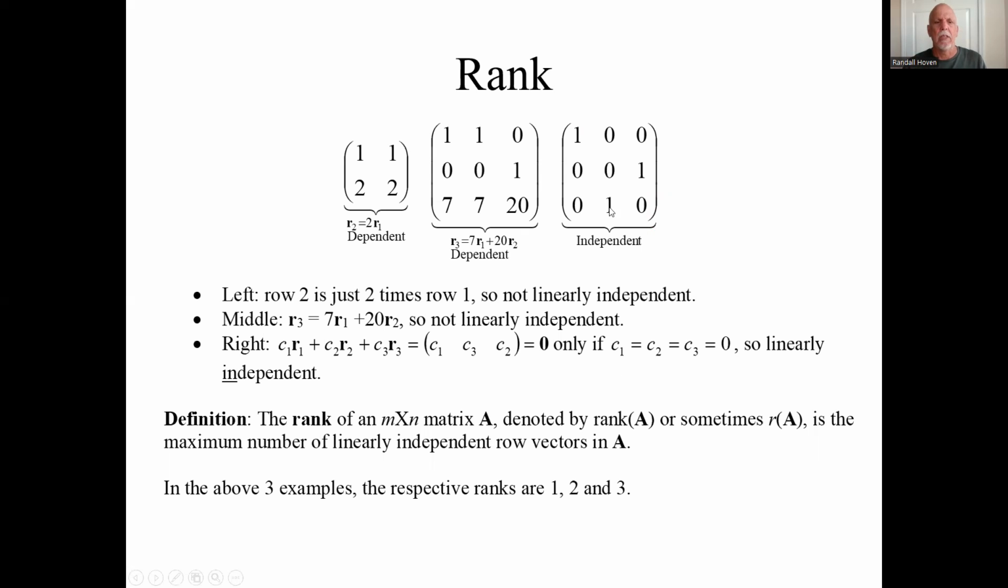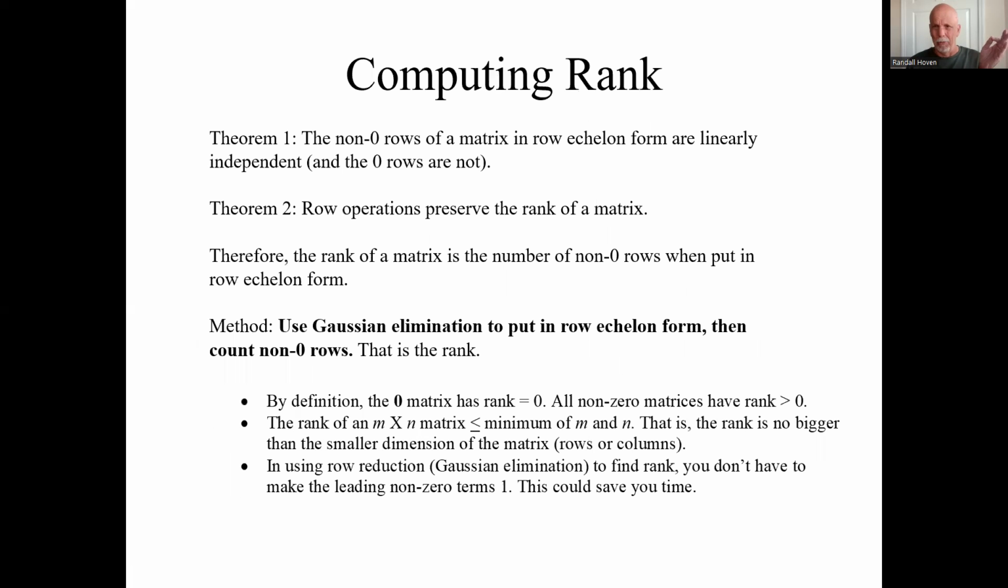What about this one? How can I check that? Well, let's try our definition. If I took those 3 rows and multiplied them by these coefficients C1, C2, and C3, I would just get this row vector, C1, C3, C2, right? That's going to be the 0 matrix only if all 3 of these are zeros. So those are linearly independent. That seems like a hard way to do it, right?